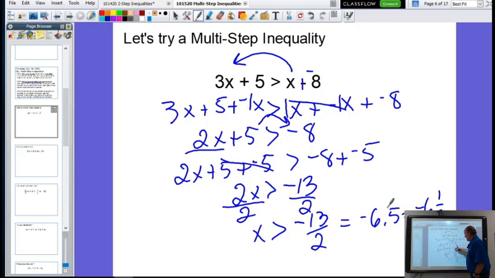But that is how we solve a multi-step inequality. And it doesn't look any different than when we were doing multi-step equations. You just got to pay attention to one thing. When you get down to this part right here, the 2-step, that's when we have to look at our coefficient to see if it's negative or not.